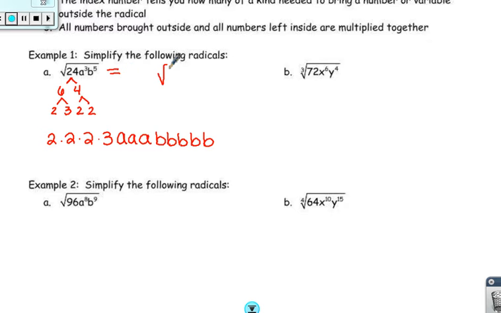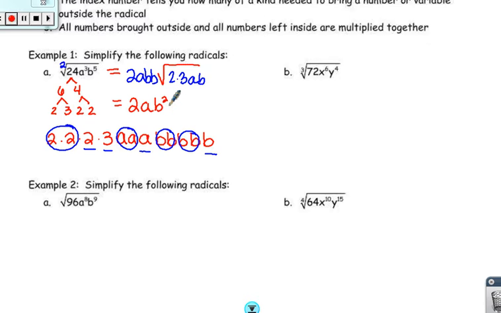Okay. So who gets to go outside? Who gets to stay in? If we have a square root, there's a little 2 right there, right? We need groups of 2. That group of 2 goes out. There's one group of A's that go out. Here's a group of B's. Here's a group of B's. So this 2, this 3, this A, and this B gets to stay in. So our final answer is 2ab squared, because there's 2 b's on the outside. Inside, 2 times 3 is 6ab.